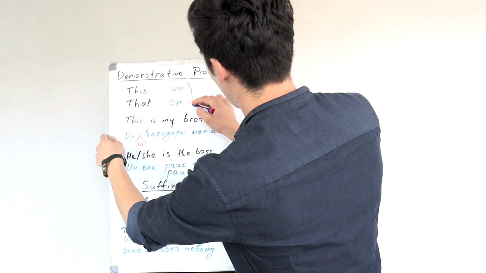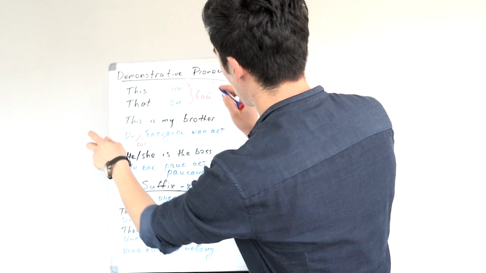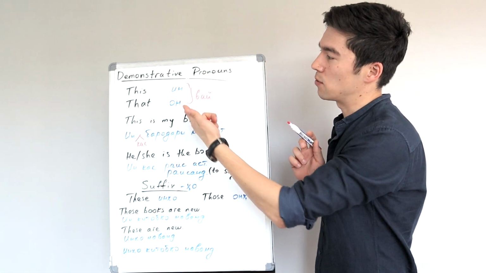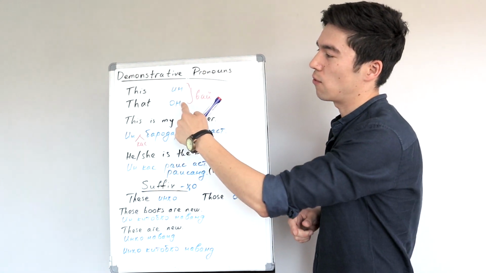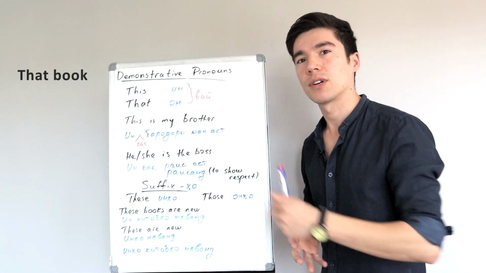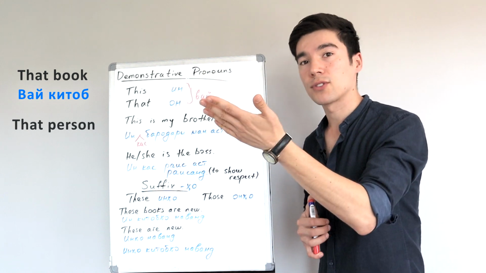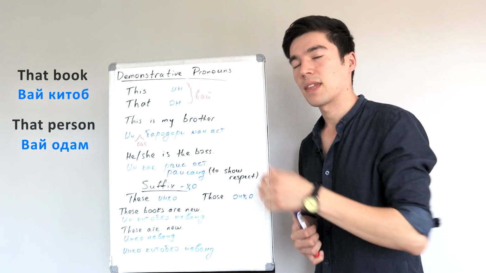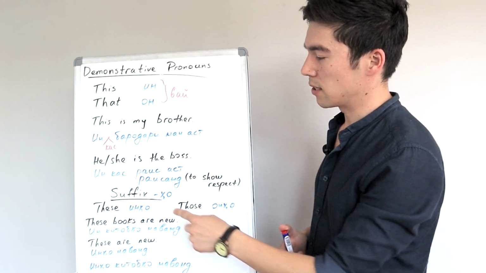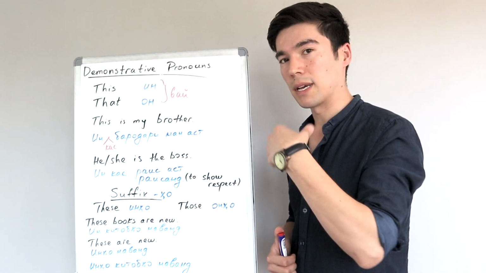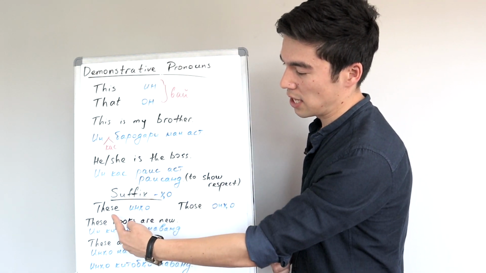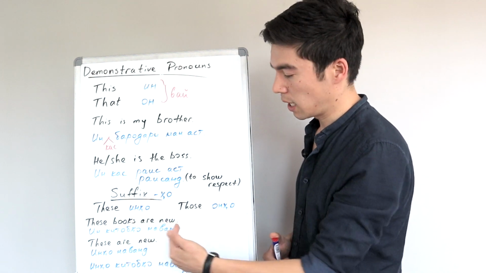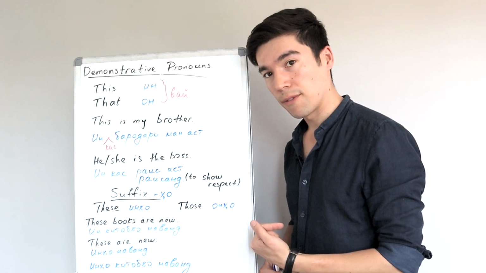In addition to in and on, we also use vai. This one. Vai. So it's the same as if you used in and on, but usually we use it instead of on. For example, that book, vai kitob, or that person, vai odam. So let's talk about the suffix ho. If you want to make them plural, you just add ho. For example, these will be in ho, and those on ho.